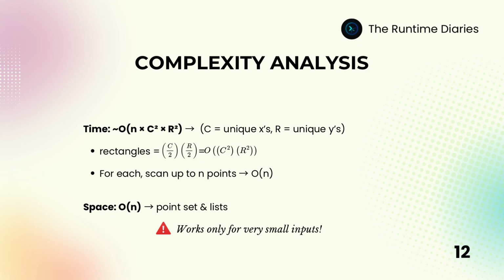So how bad is it? If you have C unique x values and R unique y values, the total rectangles you can form are roughly C choose 2 times R choose 2. And since each rectangle scans up to n points for validation, that's O of n times C squared times R squared. Completely fine for toy data, but as soon as your dataset grows, it's going to crawl. So we need a smarter structure.